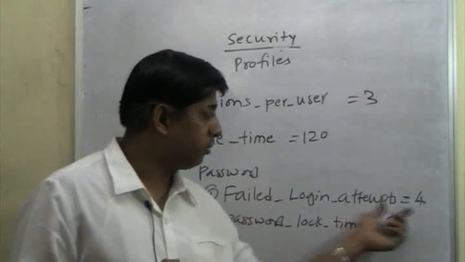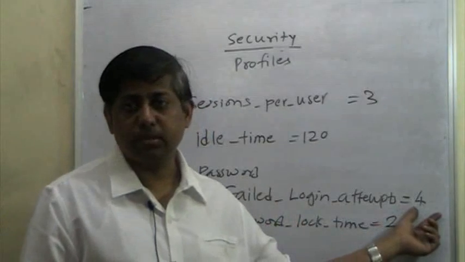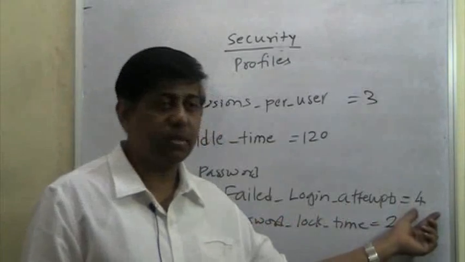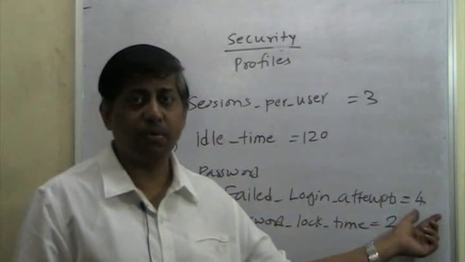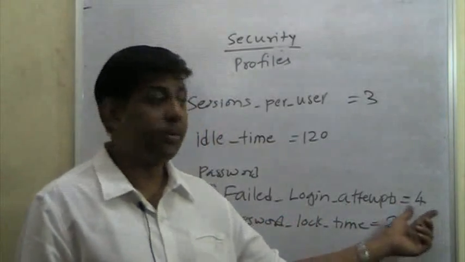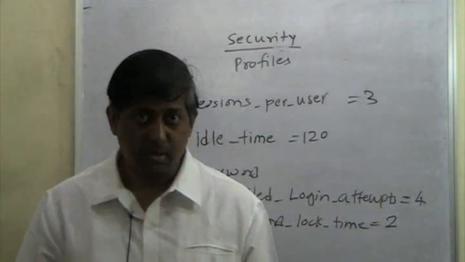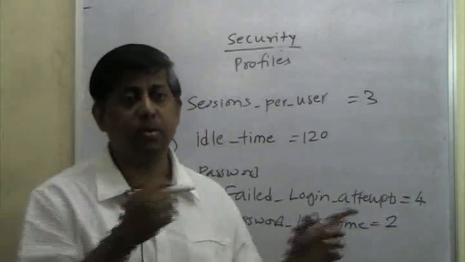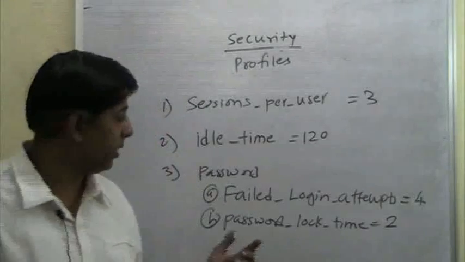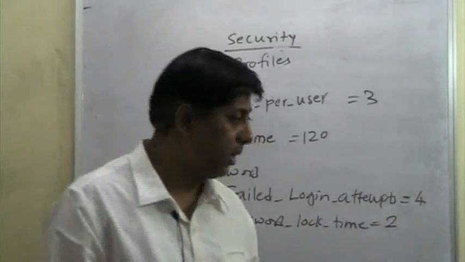So failed login attempts is 4. If you try to log into your database with the incorrect password consecutively 4 times, your account is going to be locked, and it will remain locked for 2 days, and after 2 days it will be automatically unlocked. If you want to unlock it before 2 days, you have to call them up, and the unlock command has to be done. So this is password lock time.